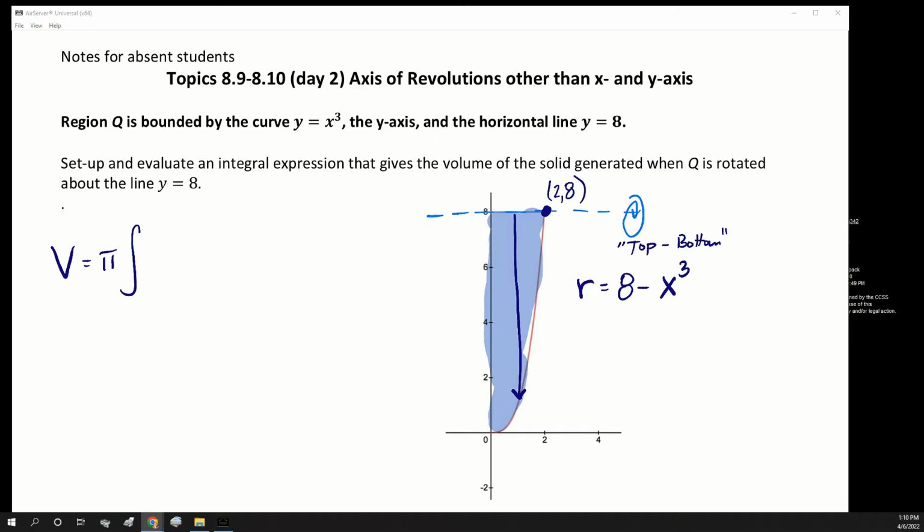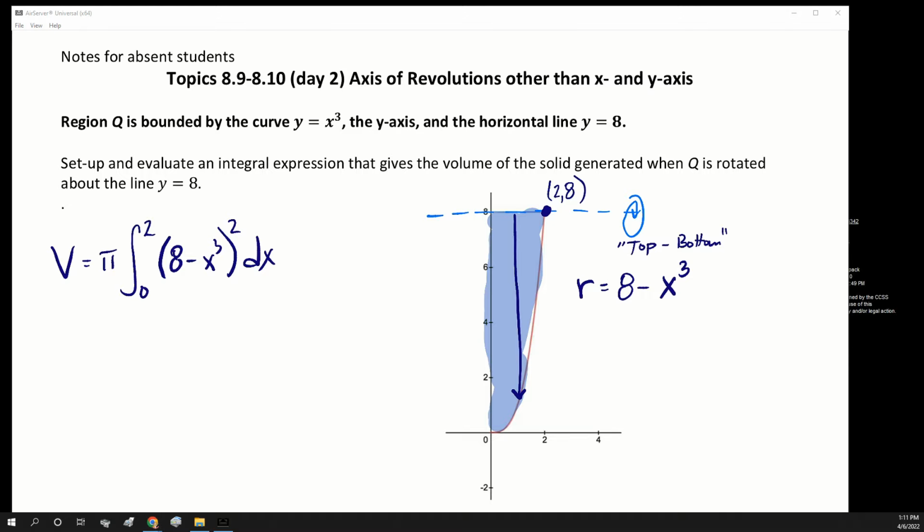So we're filling in all the radii from 0 to 2. Those are our lower and upper limits. And then it's going to be the radius squared dx. Okay, and then we're going to use the calculator to do this.